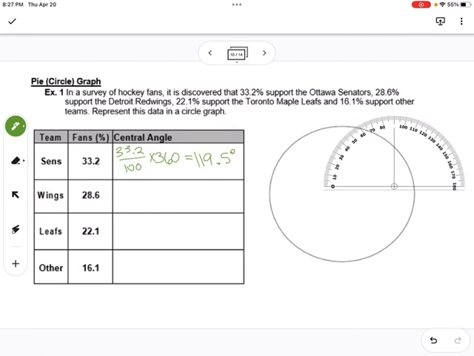For the Wings, it's 28.6 divided by 100 times 360. And that's giving us 103 degrees of the circle. For Leafs, it's 22.1. We divide that by 100, times it by 360. And this is 79.5 degrees. And other, so 16.1 divided by 100 times 360. And that's 58 degrees.